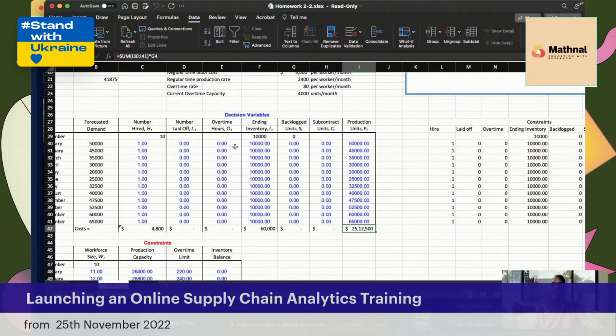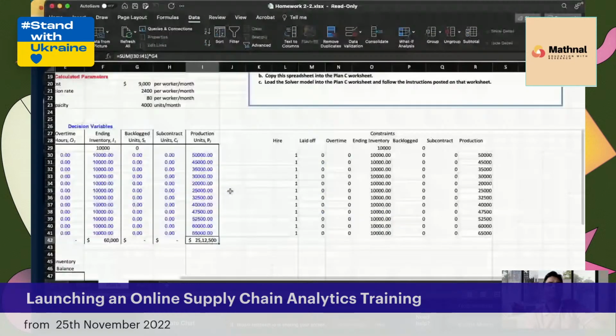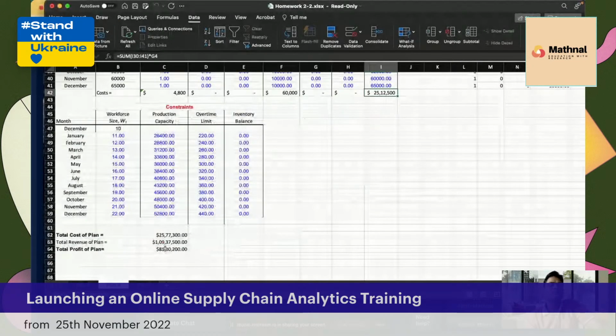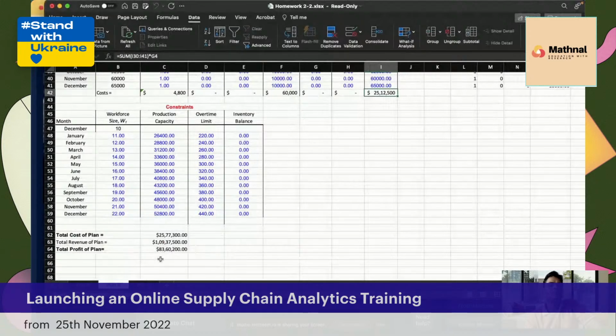This is the ending inventory, this is what the overtime was, because we have defined the contracting zero, we have defined our overtime zero, and layoffs are coming zero here, and the number of hiring workers per month is adding up additionally one. We got total cost of 5 millions, total revenue is this much, and total profit is 83 millions.